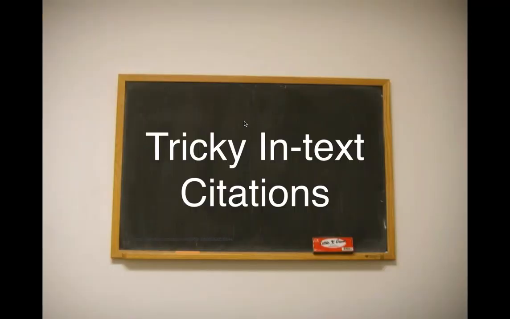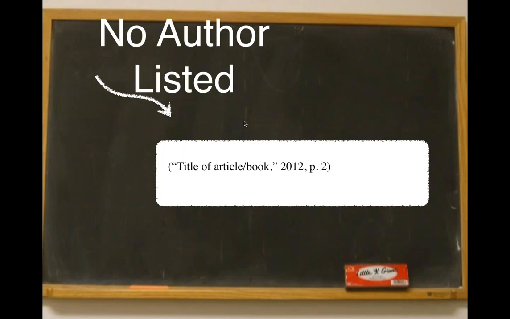All right. Sometimes we encounter tricky sources, and these are sources that don't include the information we need to create an in-text citation, like the author's name, a date, or a page number. So how do we handle these sources? If there's no author listed, we use the first few relevant words in the title of the article or book in place of the author's last name. And then the title should be in quotation marks, and then you would follow it just like you would in the normal in-text citation with the year that the article or book was published, and then the page number on which you found the information.